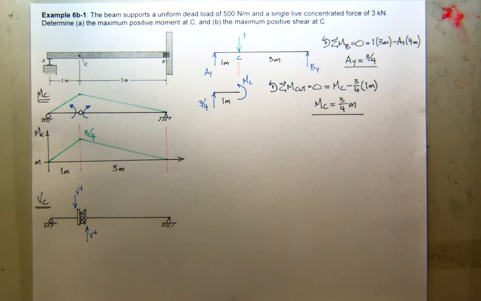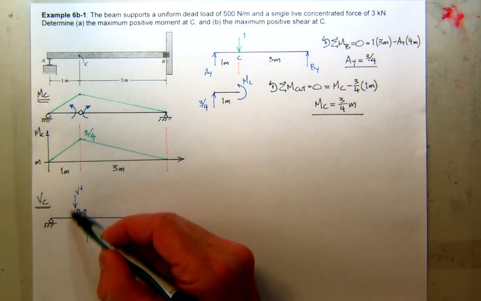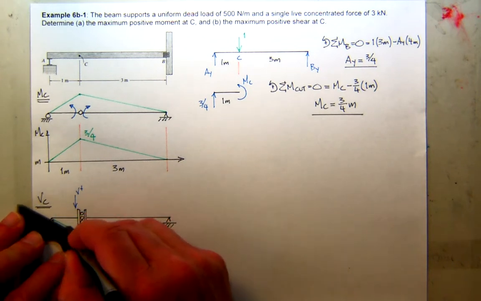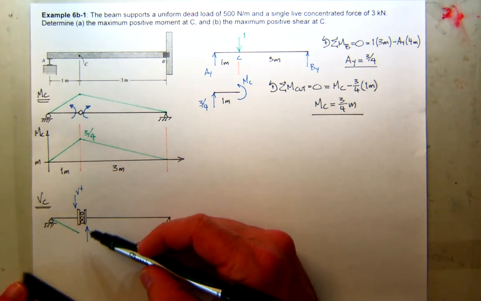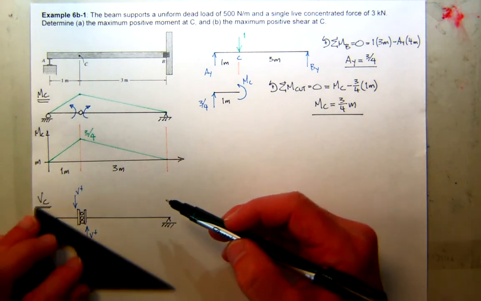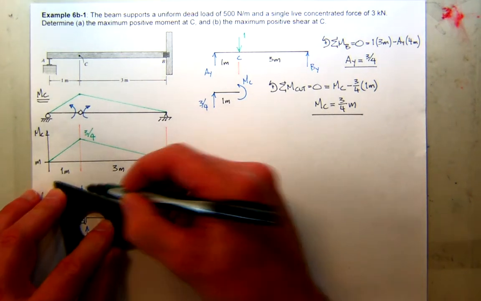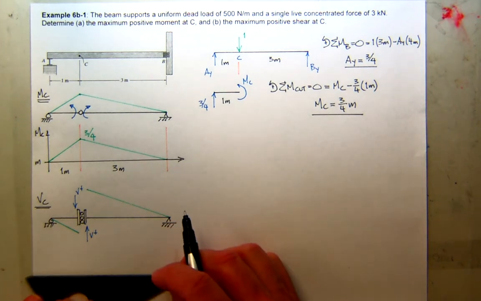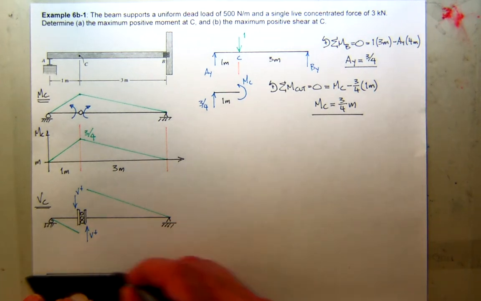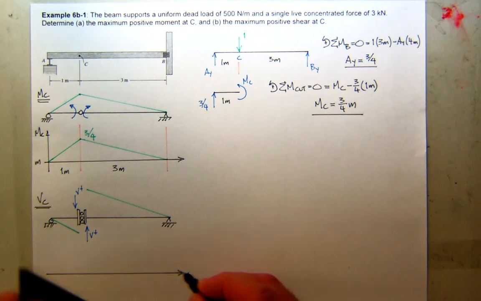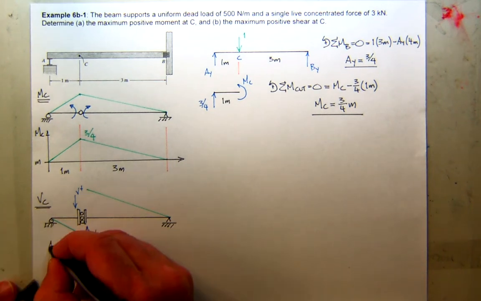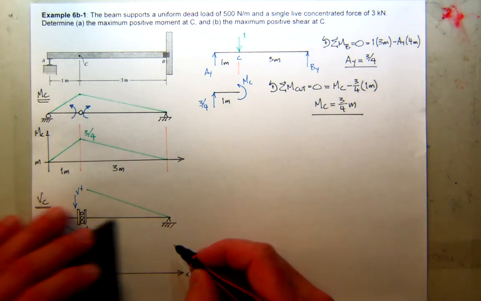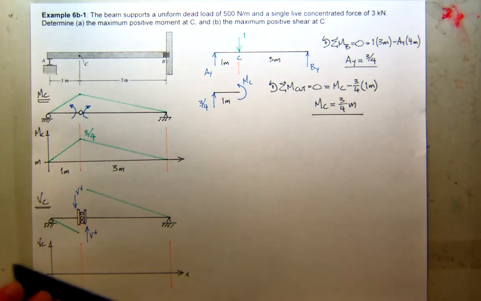So how's this going to move? Well, the left side is going to do what? It's going to go down or up? It's going to go down. What's going to happen on the right side? Up or down? It's going to go up. So there's the shape of the influence line. So now I can quantify that this way. So now the shear at C is going to look like this.